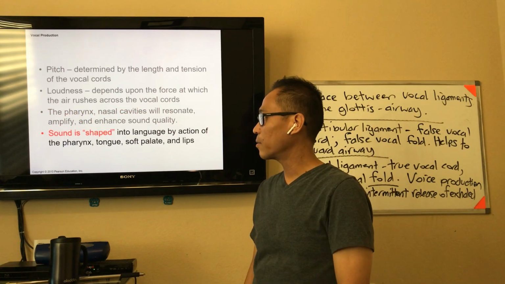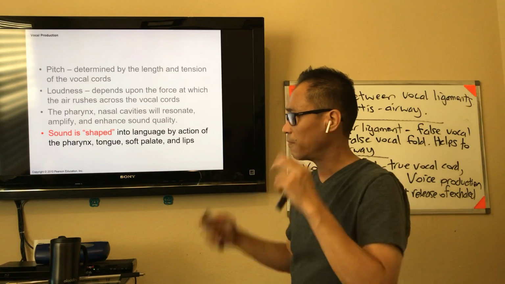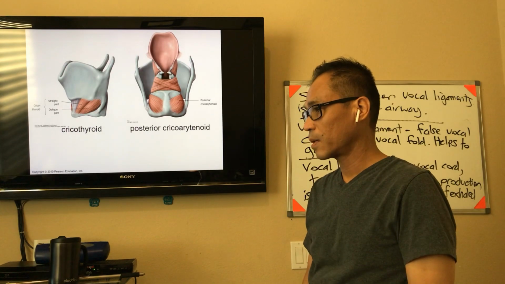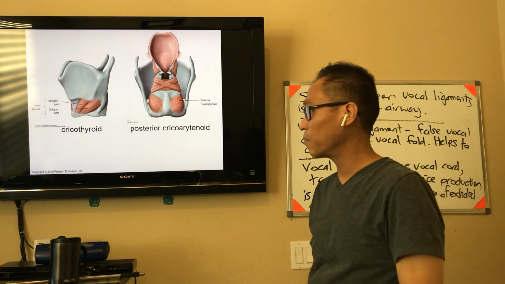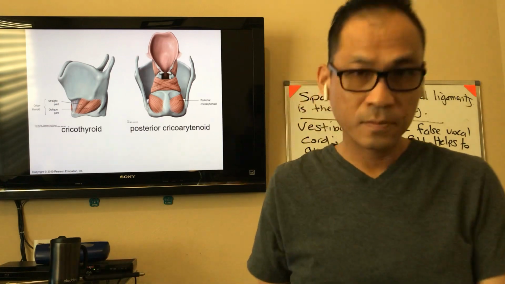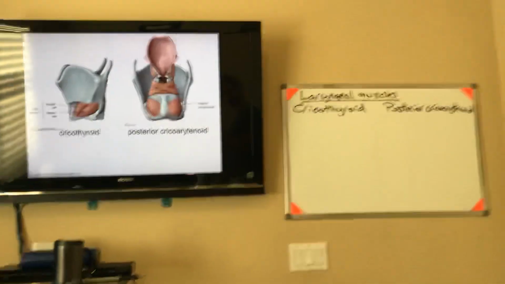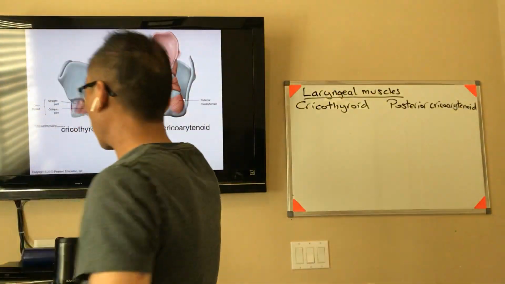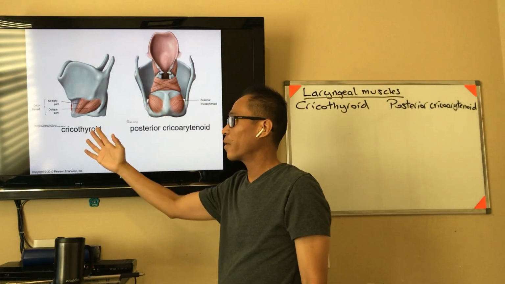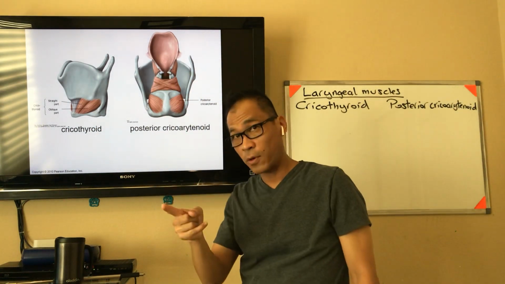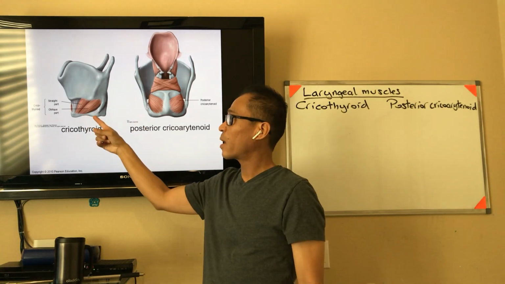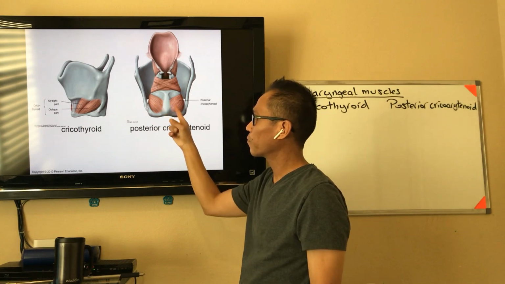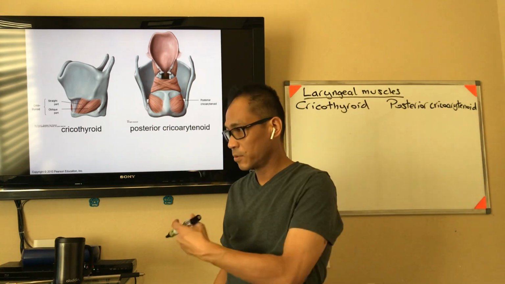All right. So sound is shaped into language by the action of pharynx, tongue, soft palate, and the lips. So muscles of the larynx. Let's talk about a couple. For our laryngeal muscles, just know one on the front, one on the back. The one on the front is called the cricothyroid, named for its attachments, right? The cricoid and thyroid cartilage. Then posterior cricoarytenoid, right there. Anatomically, those are good pictures to look at.